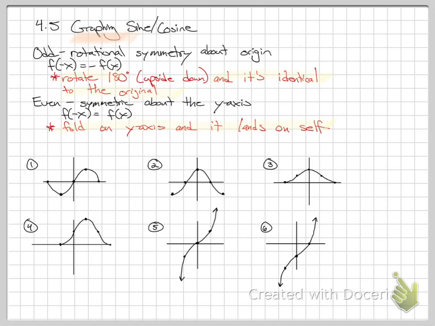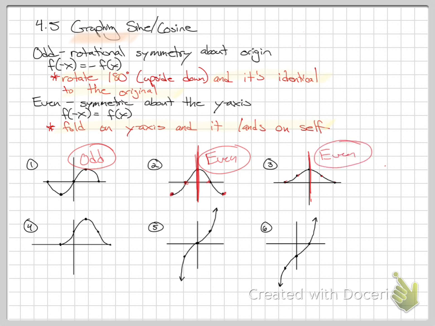So for number 1, do you think that's odd, even, or neither? Mine's a video, so obviously I can't flip it upside down. But if you copy that and then you flip your paper upside down, it should look exactly the same. Number 1 is odd. Number 2, odd, even, or neither. If you fold your paper on the y-axis, every point should land on a matching point. This is even. Number 3, odd, even, or neither. Fold your paper on the y-axis, every point lands on a point. This is even.